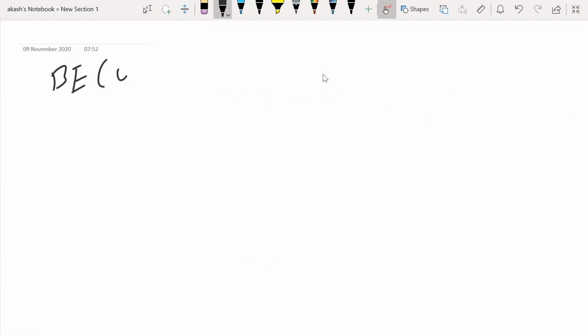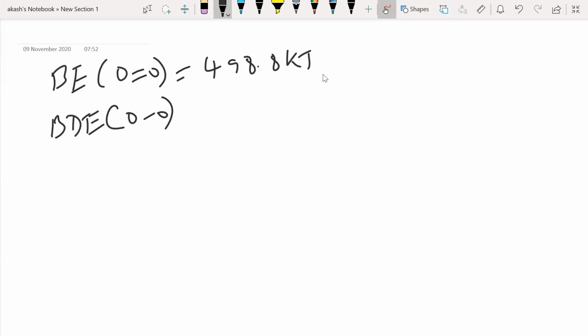bond energy or bond enthalpy of O=O double bond. Basically, O=O double bond means O2, that we know, right? So it is given to be 498.8 kilojoules per mole, right? And they have given the bond dissociation energy of O-O single bond in O3. So obviously, in O3, I have one double bond O and one single bond O. Hope you remember that structure, right? And that is equal to 302.3 kilojoules per mole, right?